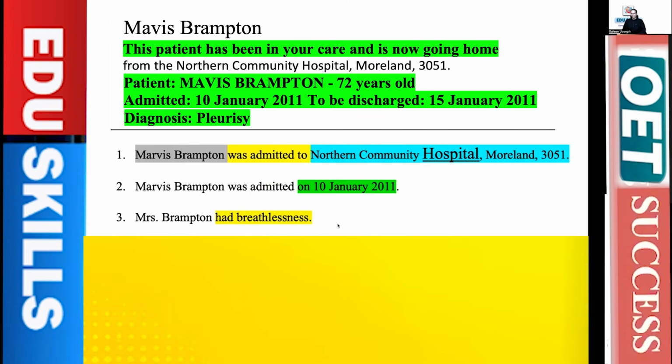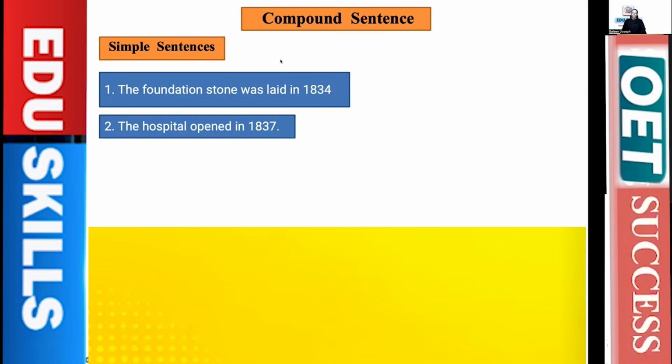Mr. Brampton had breathlessness. Compound sentence, simple sentences. You have two simple sentences. The foundation stone was laid in 1834. Just imagine a hospital foundation stone was laid in 1834. I'm giving a general example, then we'll go to case notes. Second simple sentence, the hospital opened in 1837. These are two simple sentences.